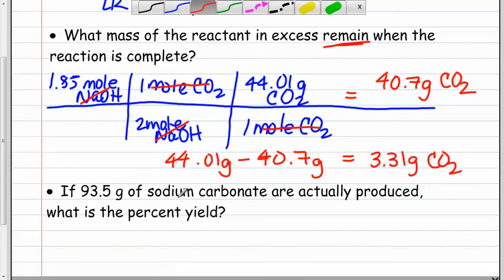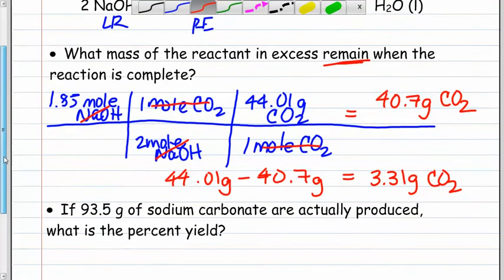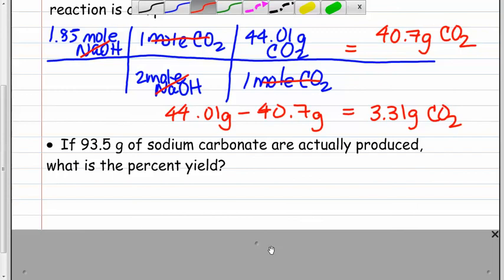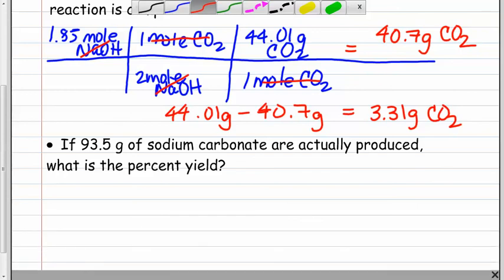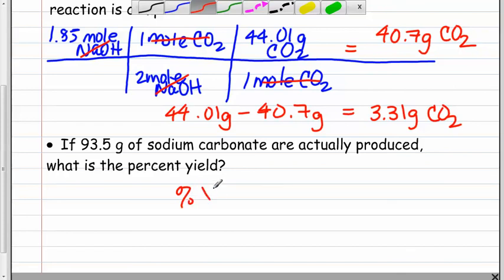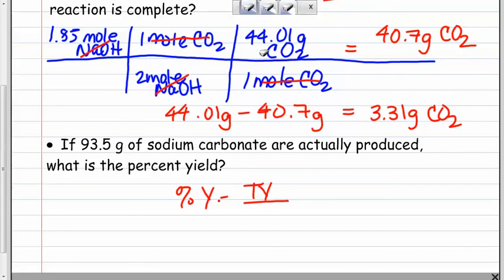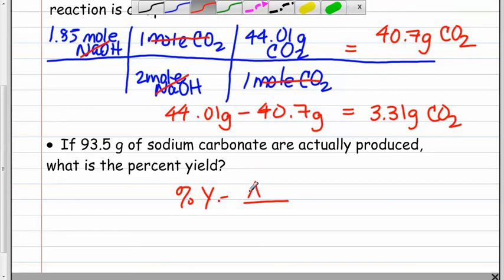Let's look briefly at the last part of the problem. It asks you if 93.5 grams of sodium carbonate are actually produced, what is the percent yield? The percent yield is the actual yield over the theoretical yield times 100. I'll have you calculate that, and you can check your answer in the first part of the next video.